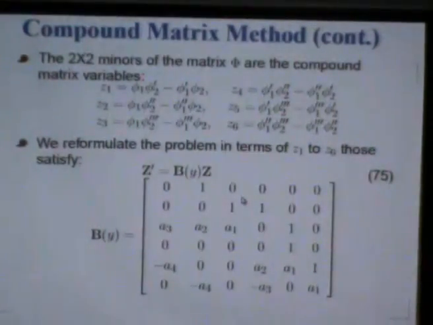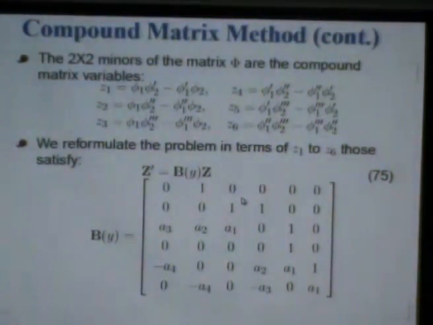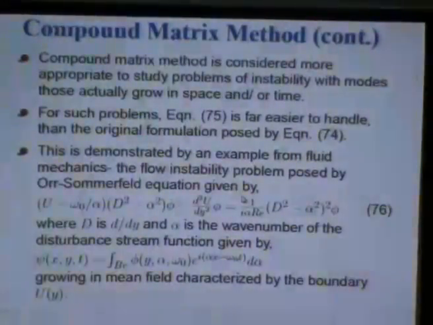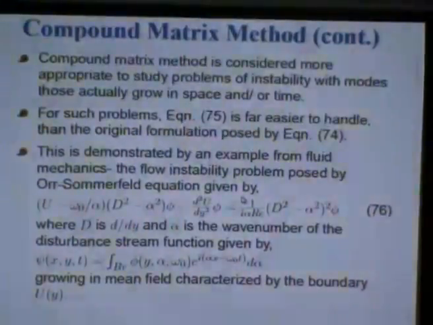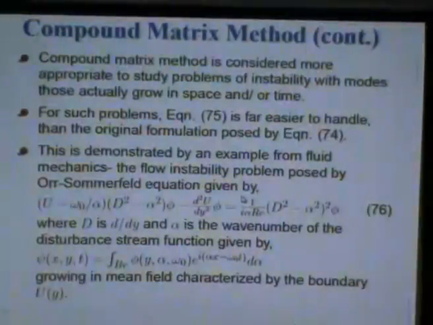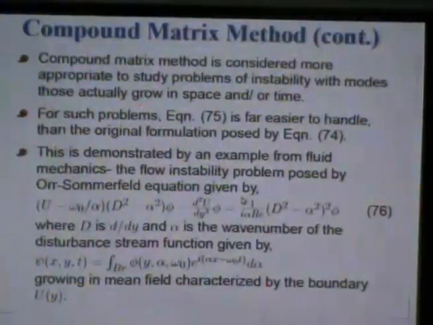So, you can see what we have done here. We have converted a fourth order system into a sixth order system. So, we have already decided to do a little extra work. We have increased the order of the system, and what do we get? We will tell you shortly through an example. That is the way I like to communicate that this compound matrix method is generally developed to study problems of instabilities, with basically the modes that actually grow in space and time.